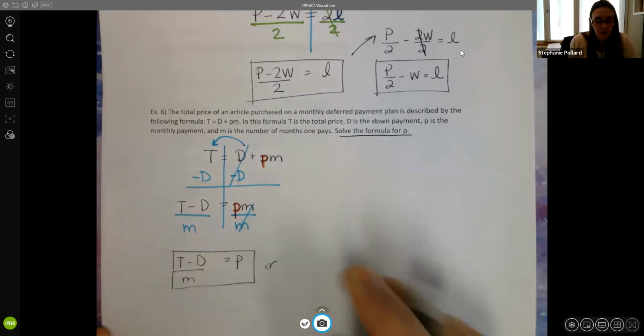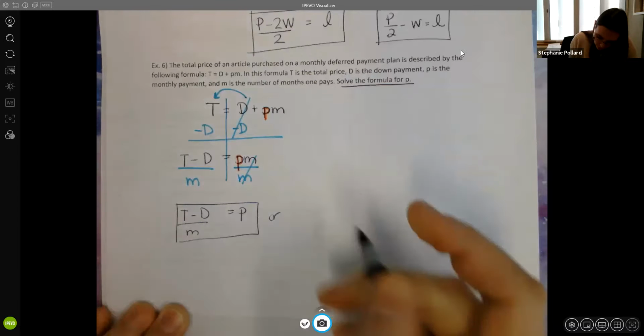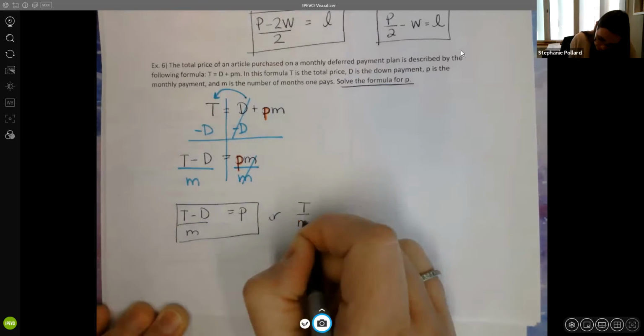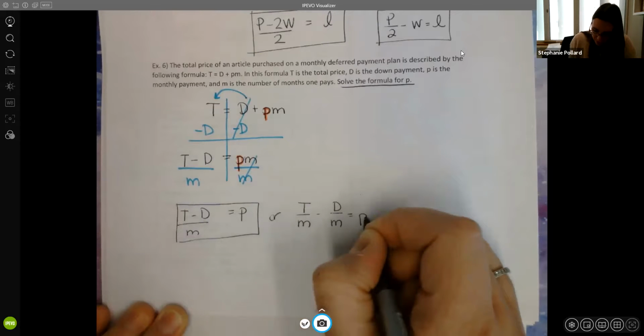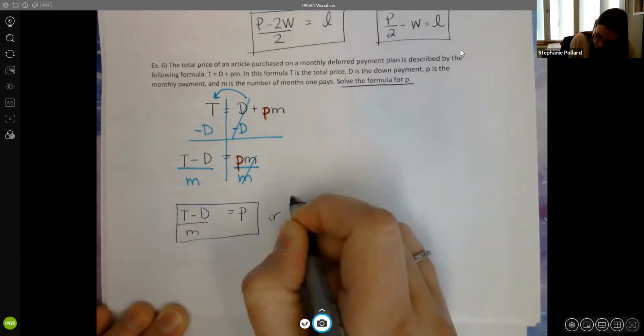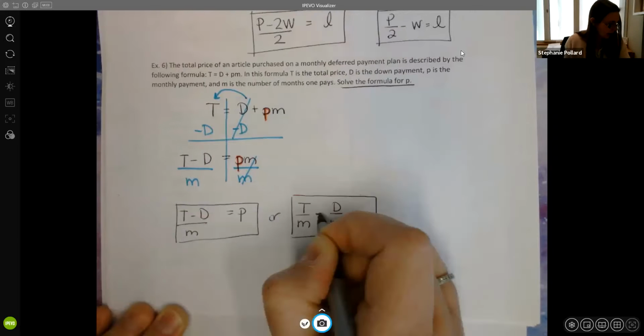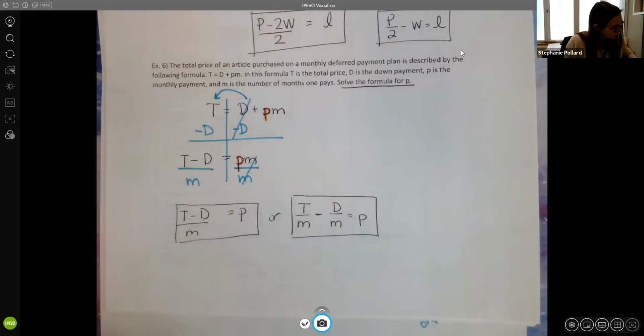Now this answer is perfectly fine. If you want to split it, you can. Just remember that both parts in the numerator would get that denominator. I can't simplify anything here. Nothing cancels out. So this would be another way that you could go ahead and write that same answer.